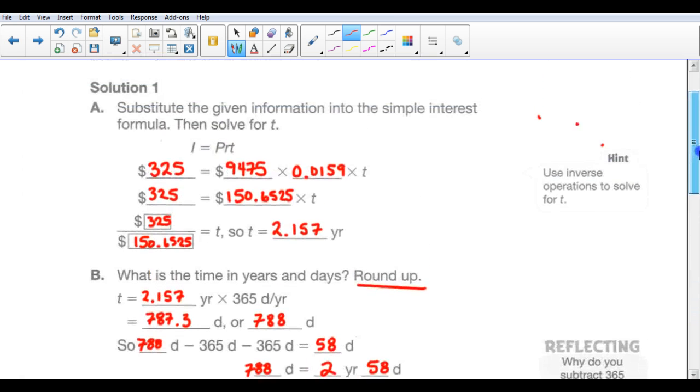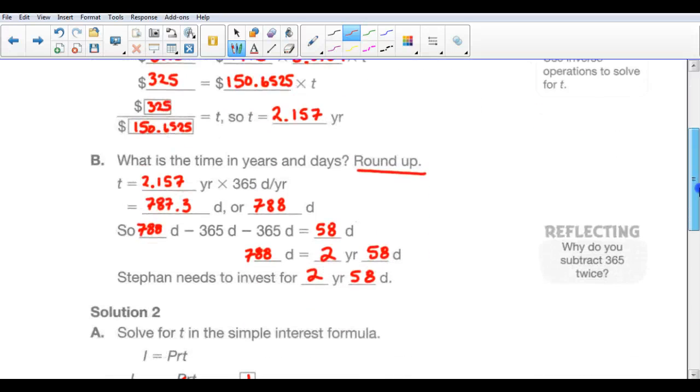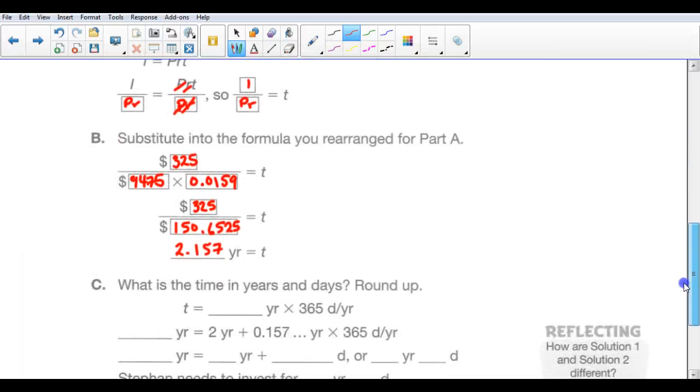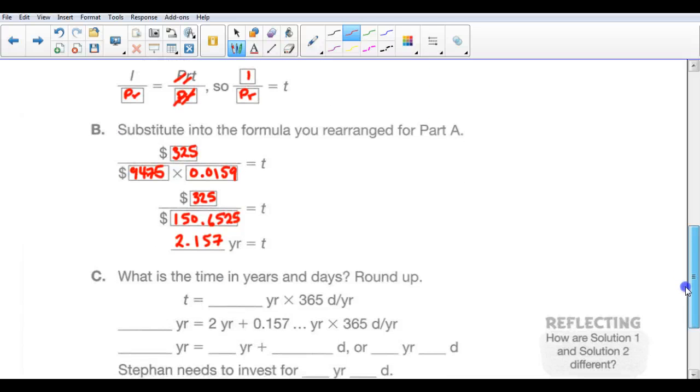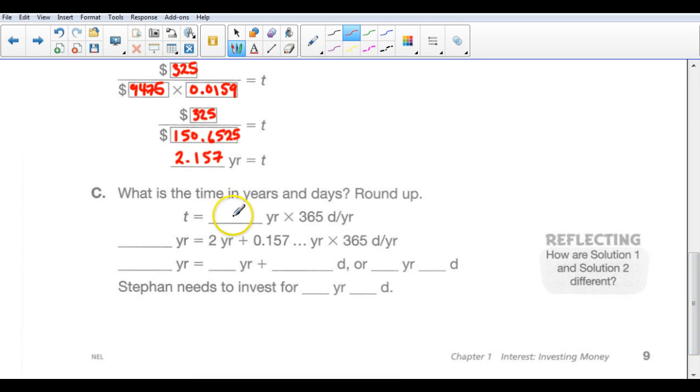You can do it this way by substituting everything right into the formula and then solving for it separately, or you can just take your manipulated formula, one of the other rearranged parts of the formula, and substitute the numbers in there. So time is equal to, again, 2.157 years times 365 days per year. Okay, so we get 2.157 years is equal to 2 years plus 0.157 years times 365.